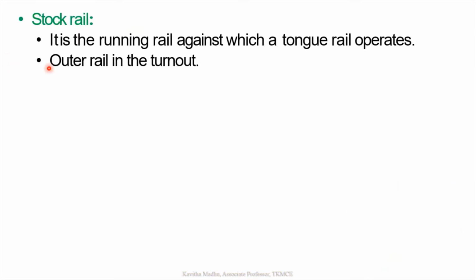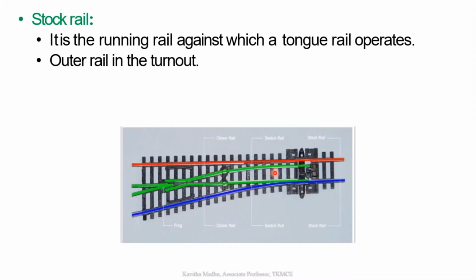The stock rail is a running rail against which the tongues or the trunk rails operate. So here you can see there is a red rail, there is a blue rail, and there are green rails. The red as well as the blue rails are the leading rails. Okay, they are continuous running rails against which the trunk operates, and here you can see the red one is leading to the straight direction, whereas the blue one is leading to the left hand side. So this is an example of a left hand turnout.